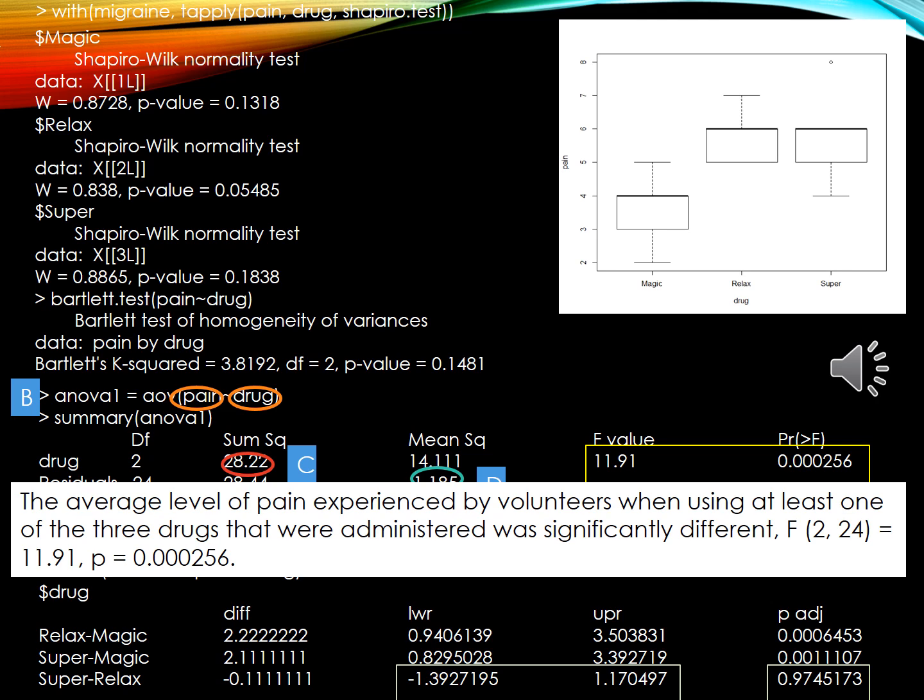Finally, you are asked to put letters on the plot. From the post hoc test, we can see that relax is different than magic, so they must have different letters. Super is different than magic, so they must also have different letters. However, super is not different than relax. So if we do something like this, it should meet all of those criteria.